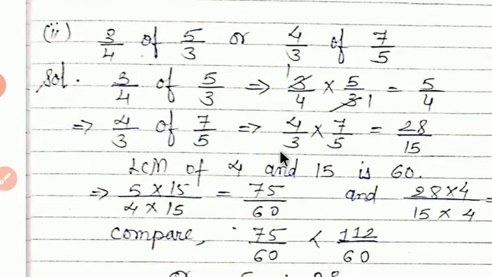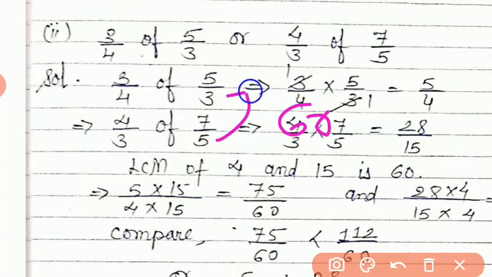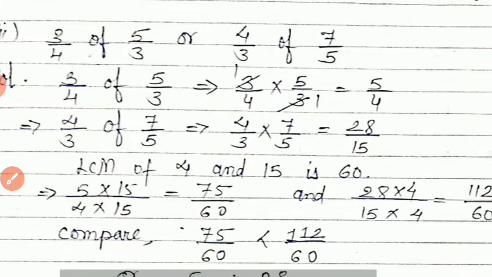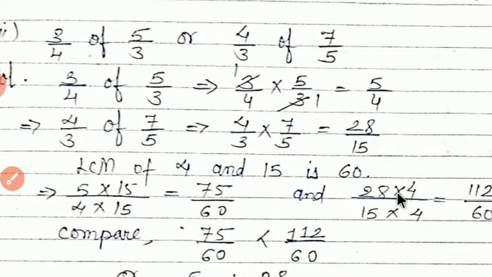Now we have to change 5 by 4 with denominator 60. So by which number we have to multiply in 4 to get 60? One method is to divide 60 by 4. If you divide 60 by 4, you will get the answer as 15. It means you have to multiply 4 by 15 to get 60. So we will multiply in both numerator and denominator by 15. 15 5s are 75 and 15 4s are 60. And second one is given 28 upon 15.